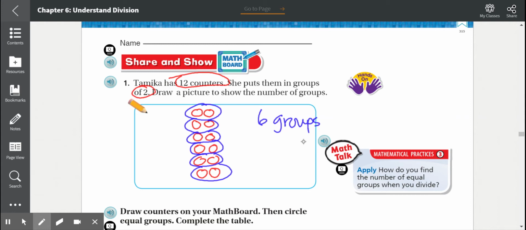Let's draw the division problem here. So she starts with 12 counters. And then she divides them equally into 6 groups. 1, 2, 3, 4, 5, 6. And that equals 2 in each group.